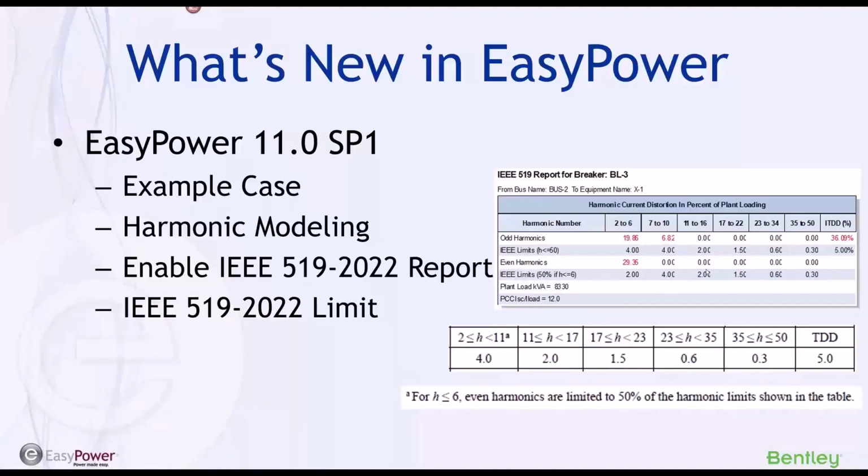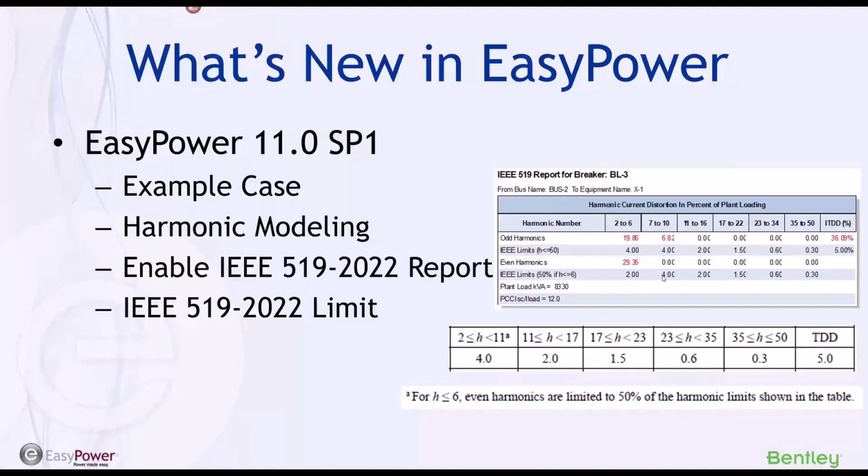Which is what IEEE 519 required. And there is no longer odd or even harmonic total distortion showing up in the table, because there is only one limit. There is no differentiation between those two, right? So that's pretty much it.